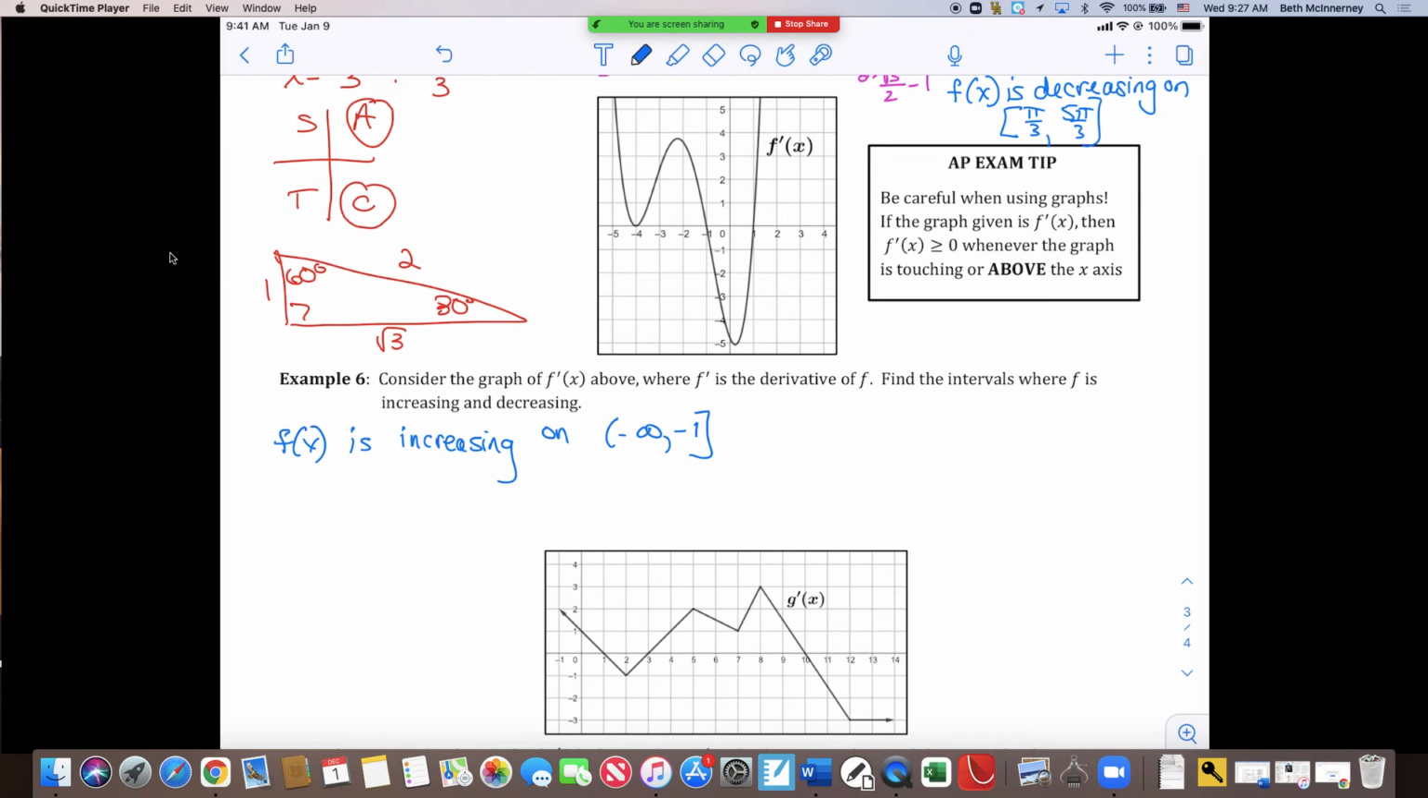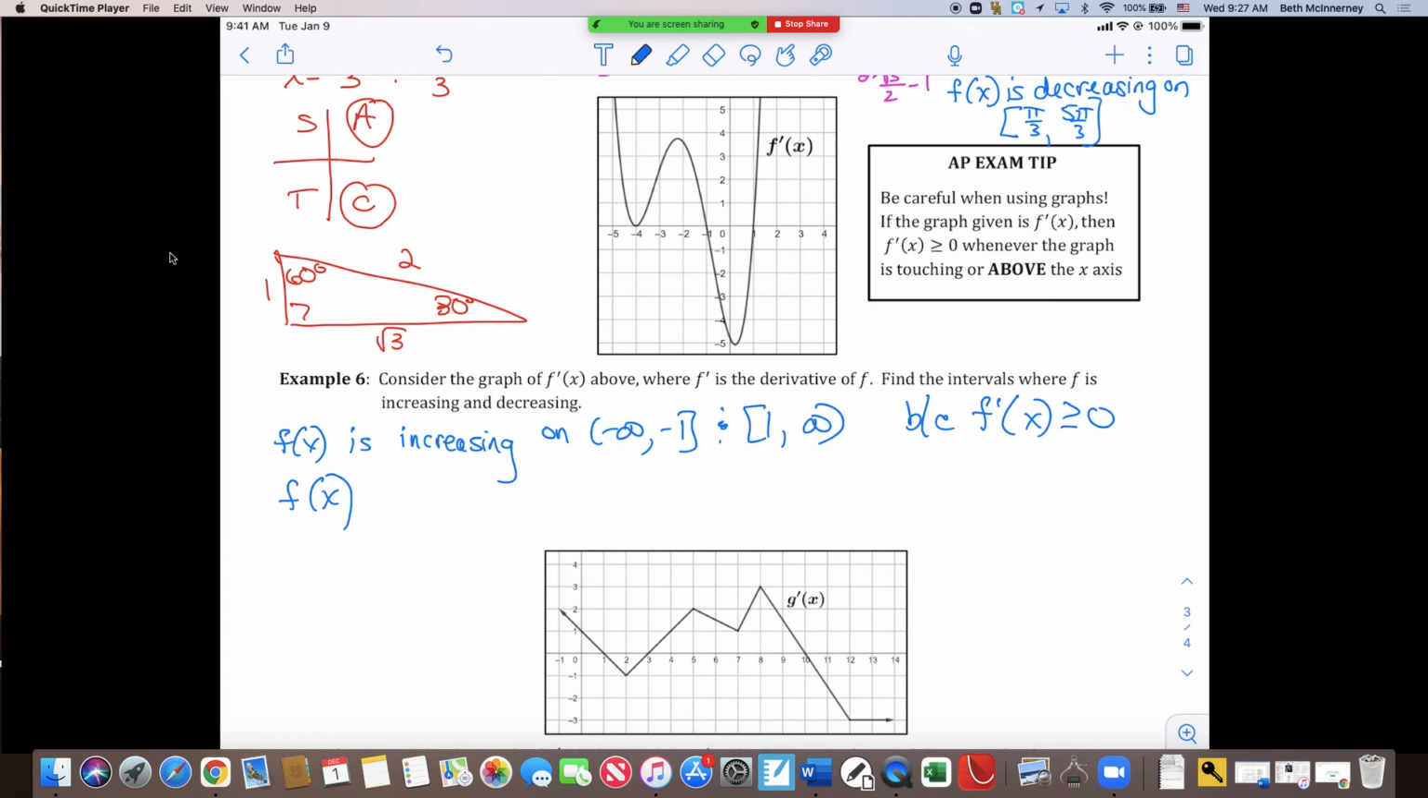Whoops. Which one am I on? Sorry, let me fix that. Yeah, no, that's right. Negative infinity to negative 1 because it's positive everywhere. And then it increases again 1 to infinity because f prime of x is greater than or equal to 0.